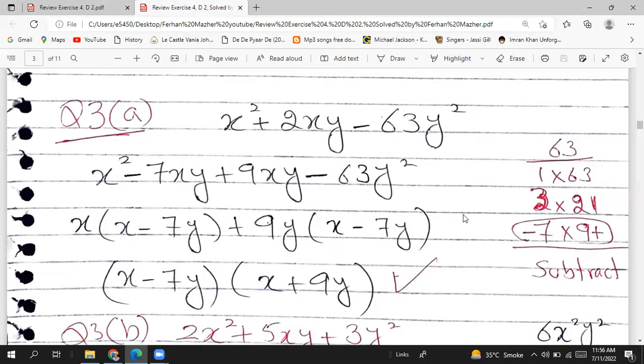Now in this term and in this term, the bracket x minus 7y is common. So take that bracket common. From here you will have x, from here you will have 9y. So this is how you will do the factorization of question number 3, A part, where we have used midterm breaking.